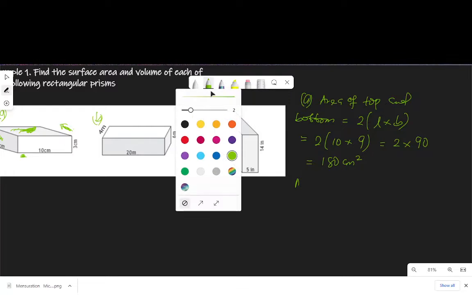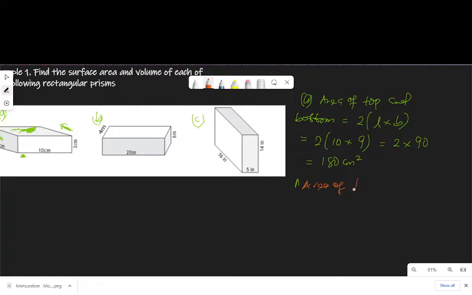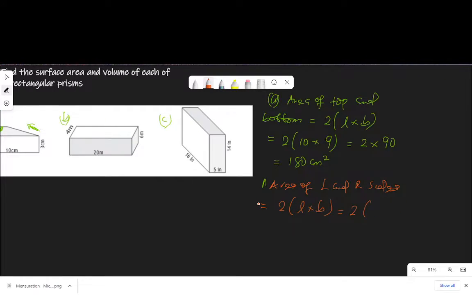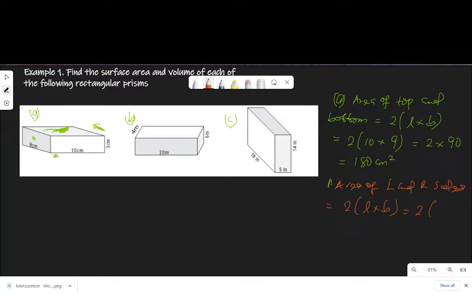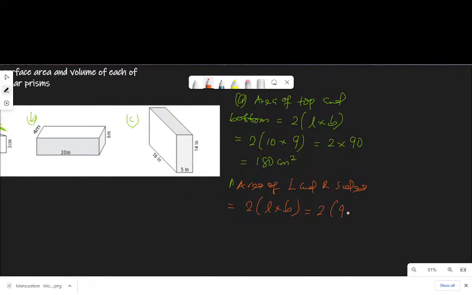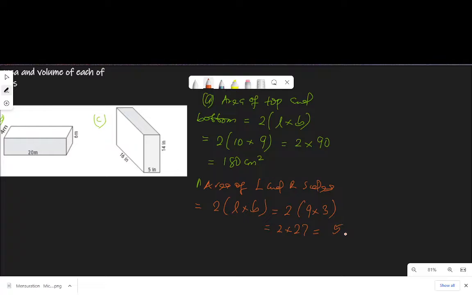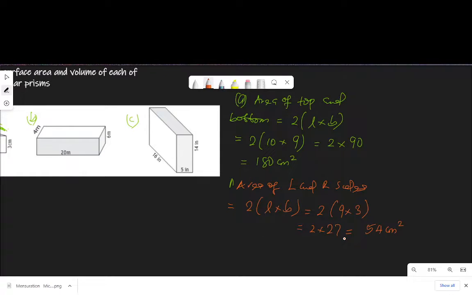Area of left and right side of the cuboid is 2 times length times breadth, or length times width, which is 2 times the length, 9 centimeters, the width is 3 centimeters. This 3 here is the same thing here. So 9 times 3 is 27. So 2 times 27 is 54. 54 centimeters square for the area of left side and right side of the cuboid.